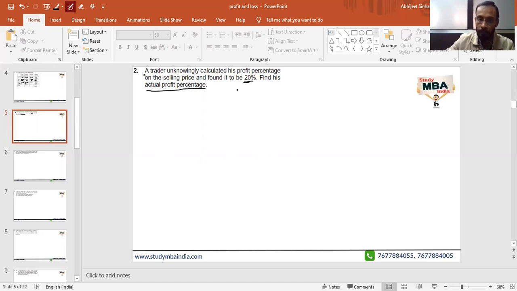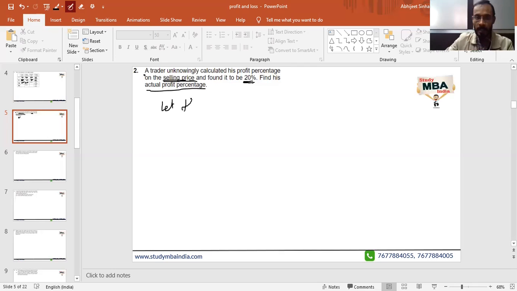So when we calculate with respect to cost price, we assume cost price. Here, because he calculated on selling price by mistake, in this particular question you should assume selling price. Based on the selling price, you will get the profit. Now if you get the profit, you can calculate the cost price, and comparing that profit and cost price, you will calculate the actual profit percent. See here, this 20% is with respect to what? This selling price, na? Yes, sir. I told you to assume selling price.